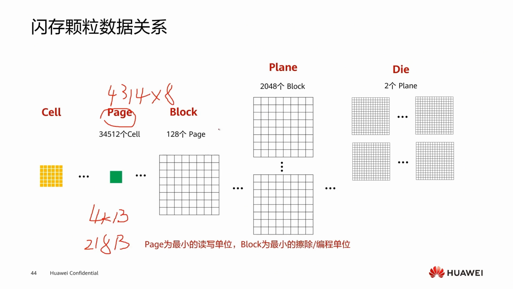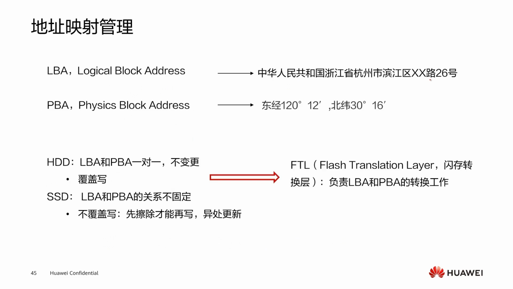Next, let's look at the storage address mapping management. First of all, LBA is a logical block address, which can point to the address of a data block, or the data block pointed to by a certain address. PBA is a physical block address. The host accesses the SSD through LBA. Each LBA represents a sector. The operating system generally accesses the SSD in units of 4K. The basic unit of the host accessing the SSD is called a user page.